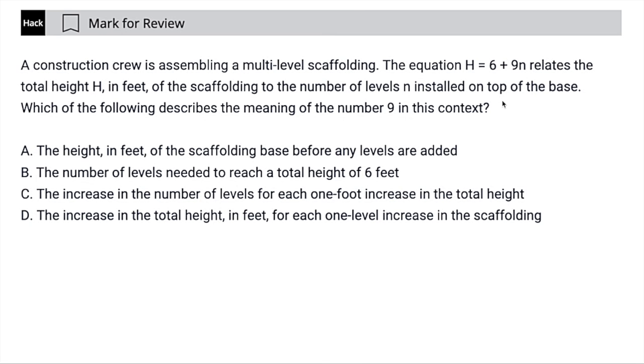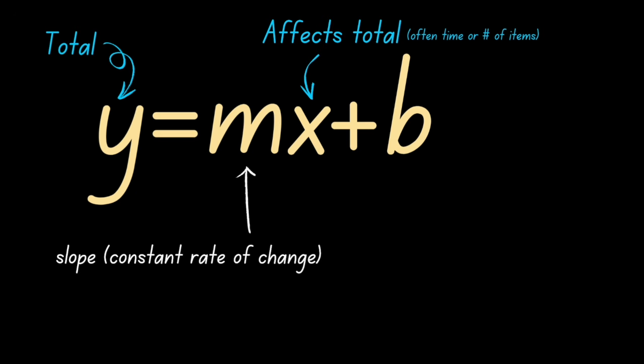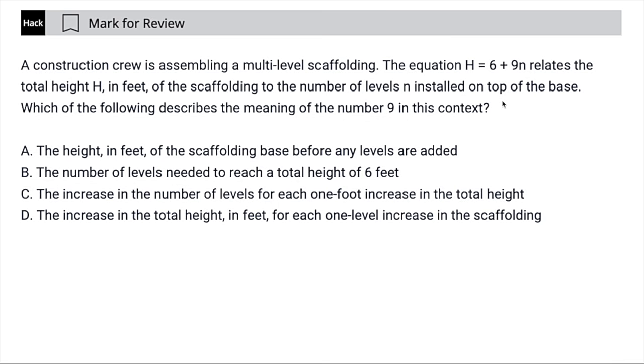Next up, we've got starting point and rate of change. And basically, if you're dealing with a y equals mx plus b type situation, you need to know that m is a rate of change and b is a starting point. When you know this, questions like this one become super easy because we can see we have y equals mx plus b, or in this case, h equals 9n plus 6, but it's the same situation, right? So 9 is our stand-in for m, so 9 needs to be some sort of a rate of change. So choice A is out, choice B is out.